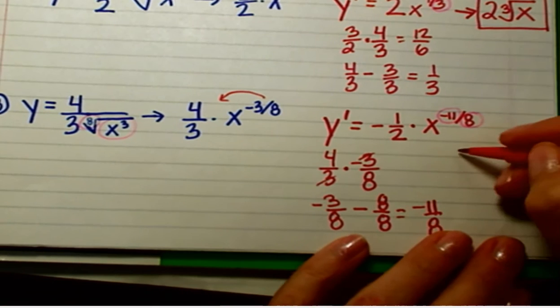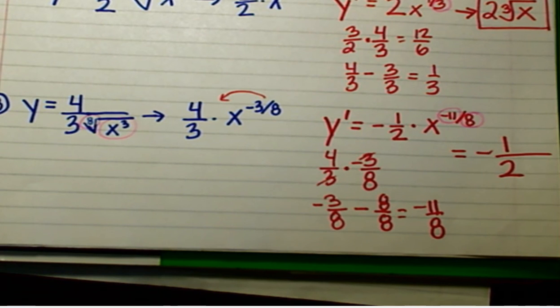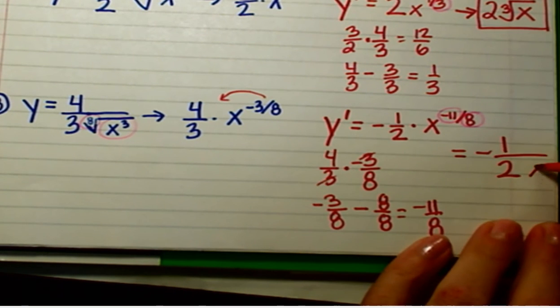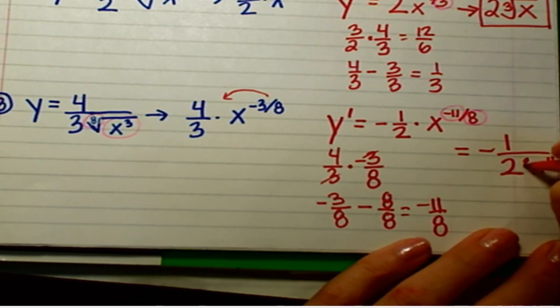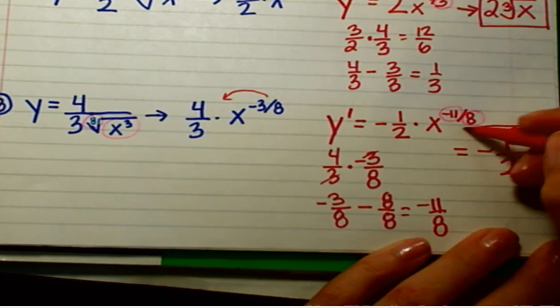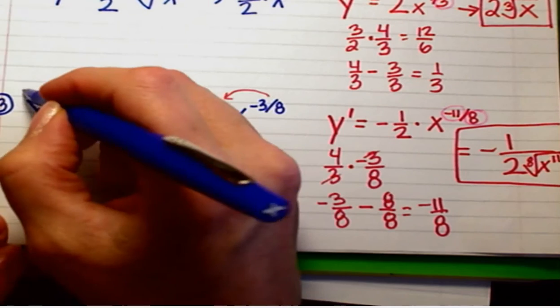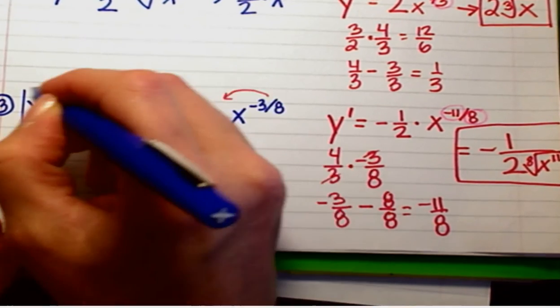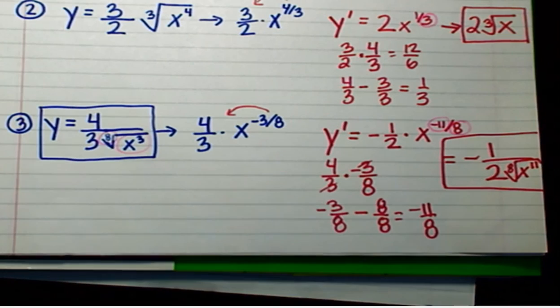Equals. All right, so I'm just going to start by writing my minus 1/2, x to the 11th, right? Because it has to change locations. And the root is an 8. Whew. Zoom out a little bit.